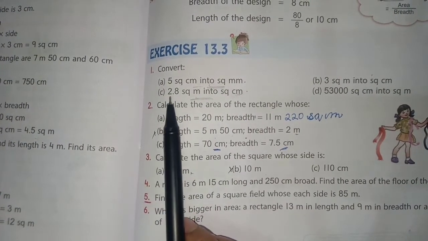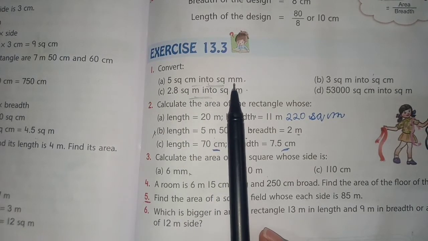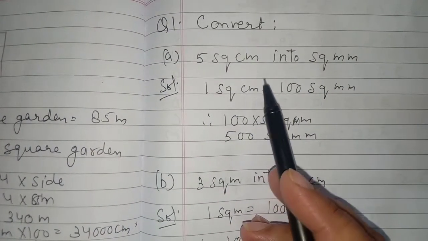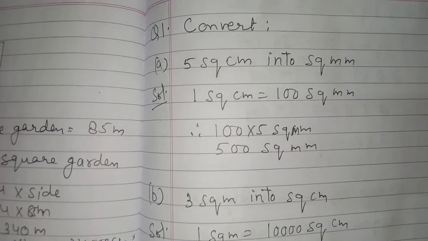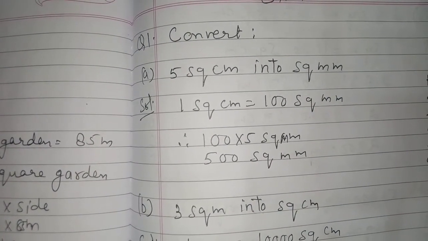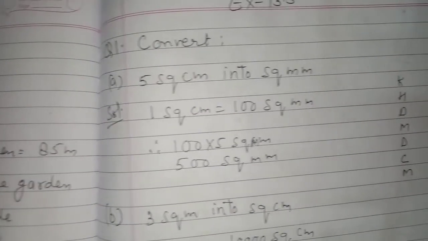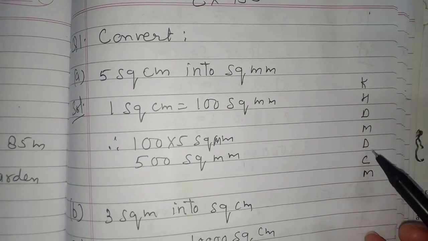Question number 1 is convert 5 square centimeter into square millimeter. So let us do the conversion. Now here we have to convert 5 square centimeter into square millimeter. So what to do? Either we can use the measures of area that we have studied, or we can go through the formula, that is King Henry died, mother did not cry much.